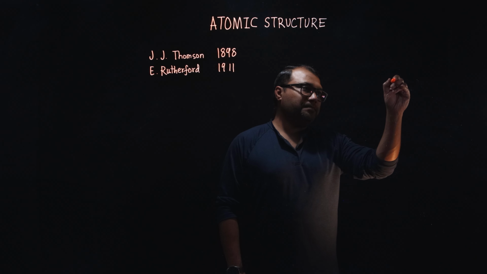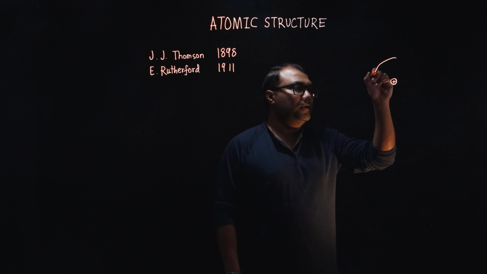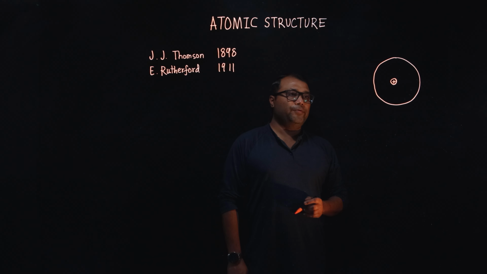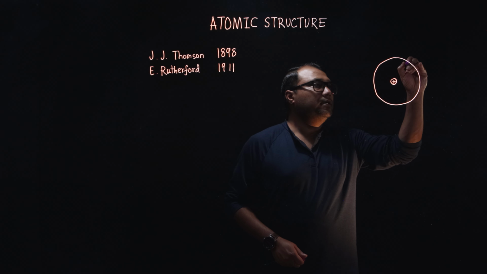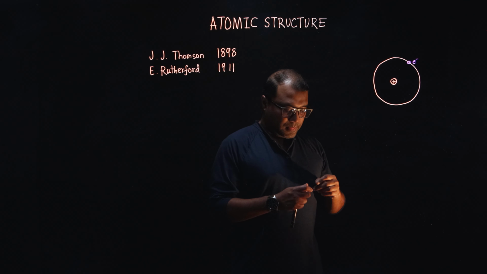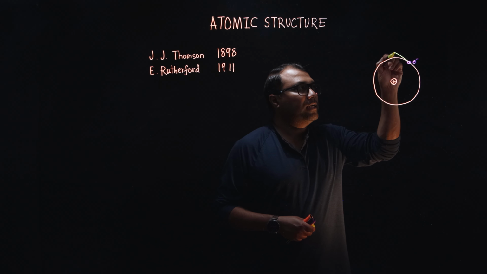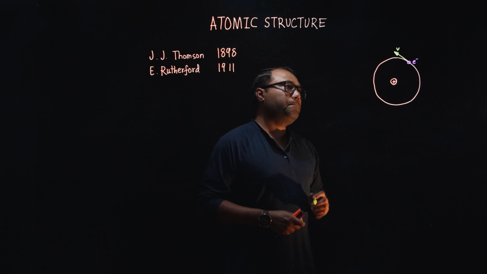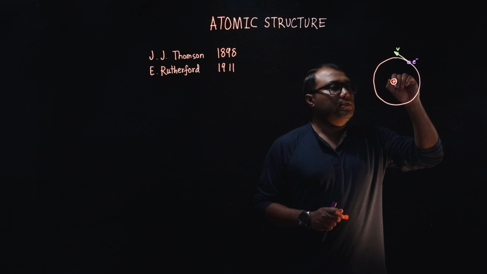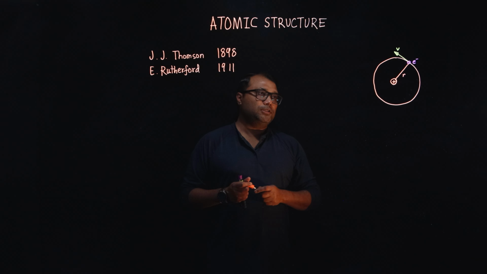So Rutherford's model, there is a positively charged nucleus, and then the electrons are orbiting around the nucleus in fixed circular orbits. So we can imagine an electron here, okay, with a negative charge, and it has a constant velocity, okay, and the radius, Rutherford said, is also fixed radius. So that's how the electron is revolving. Okay.